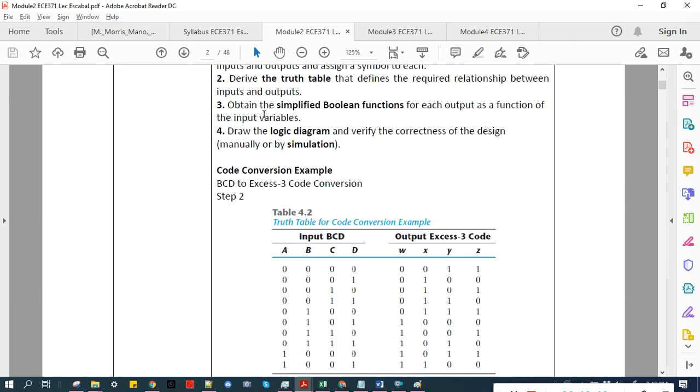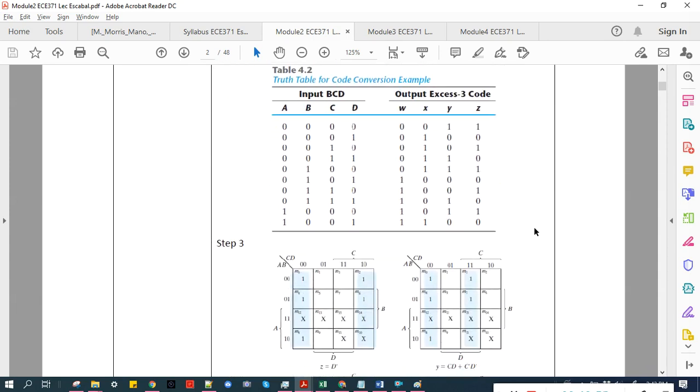Third step, since we already have the truth table, this is our truth table. We have listed the inputs and the corresponding output. We will now obtain the simplified Boolean function for each output as a function of the input. One way is to use the Karnaugh map or K-map.